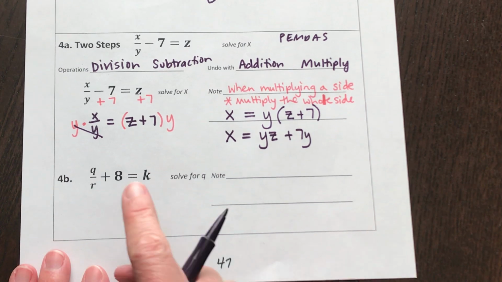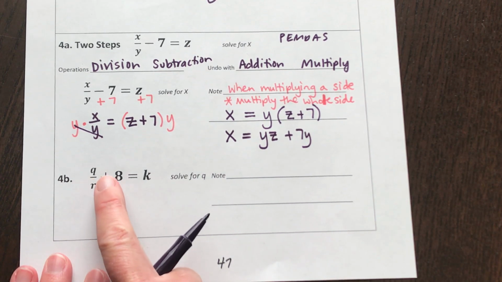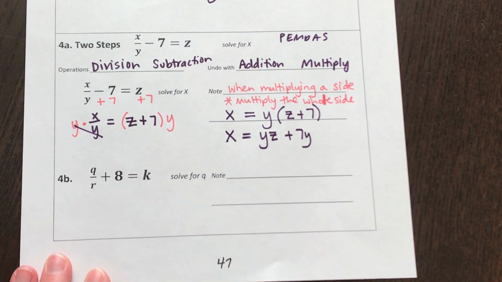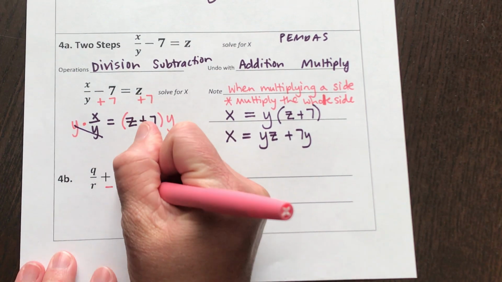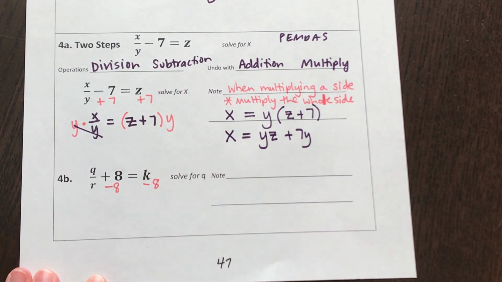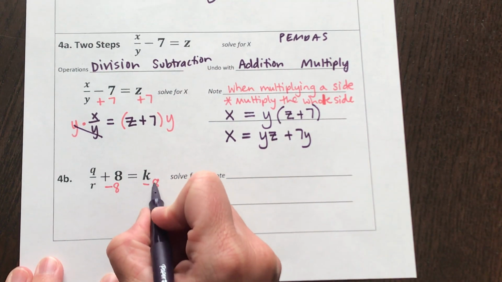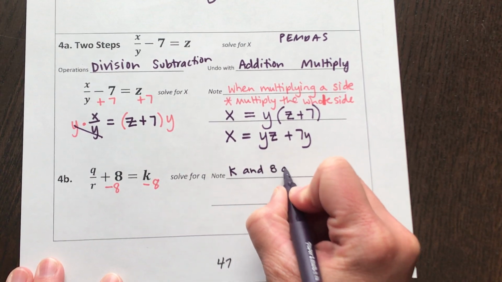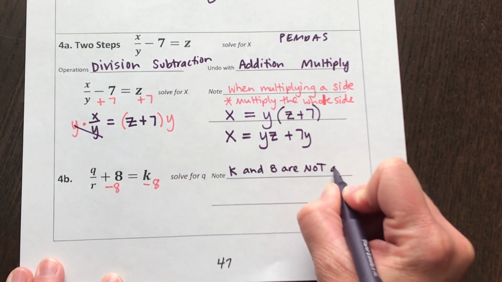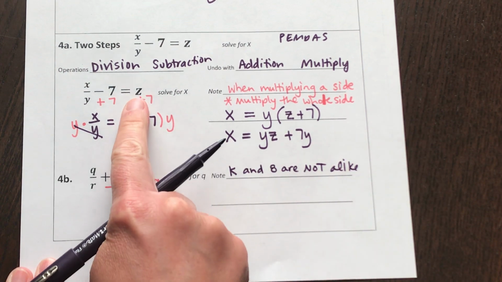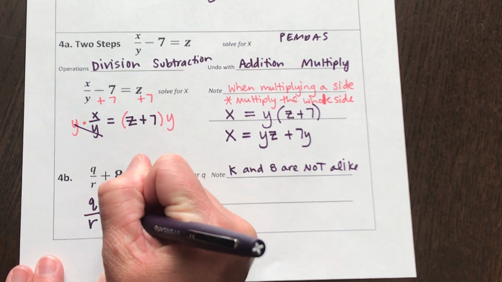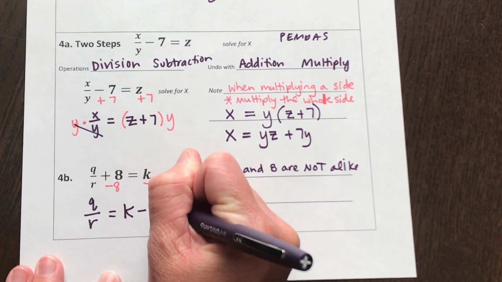Okay, similarly, I have a couple operations. I have a division and an addition. So to undo that, I'm going to do subtraction and multiplication. So I'm going to start by, in this case, subtracting 8 from both sides. Note that your k minus 8, they are not alike, just like up here, z and 7 were not alike. So now I have q divided by r is equal to k minus 8.